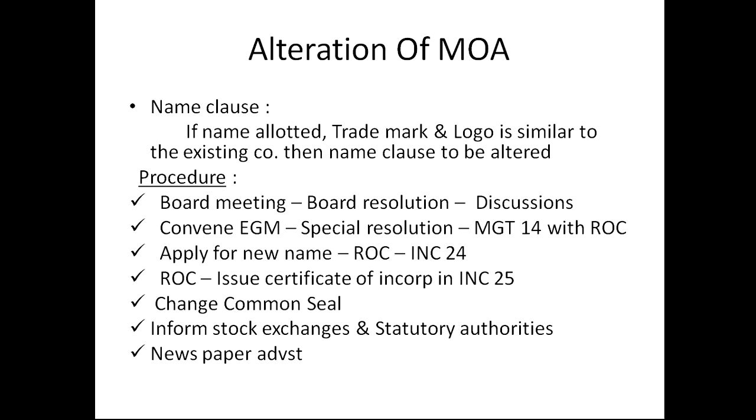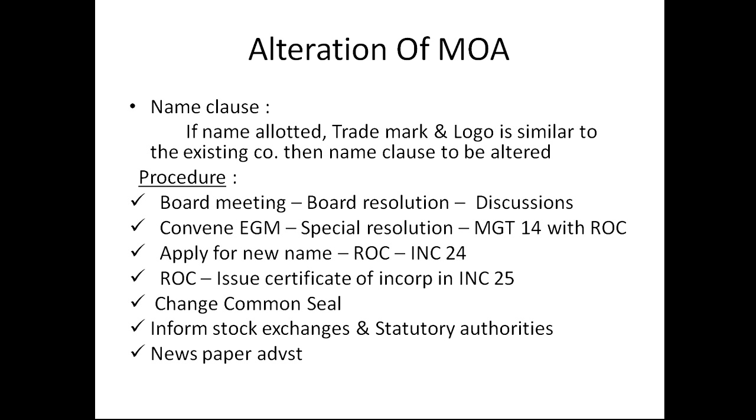Alteration of MOA. In case of the name clause, if the central government or regional director is of the opinion that the name allotted is identical or similar to an existing company, it may give directions to change the name within 12 months from the date of incorporation, and the change shall be made in 3 months from such direction. Whereas if the company used the trademark or logo of an existing company and within 3 years of incorporation, the owner of the trademark or logo has made an application to the central government or regional director, it may direct to change the name and trademark within 6 months from such directions.